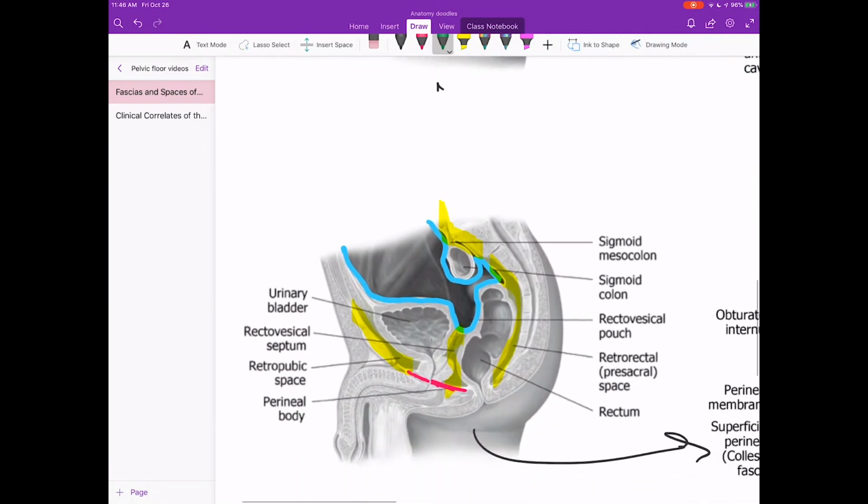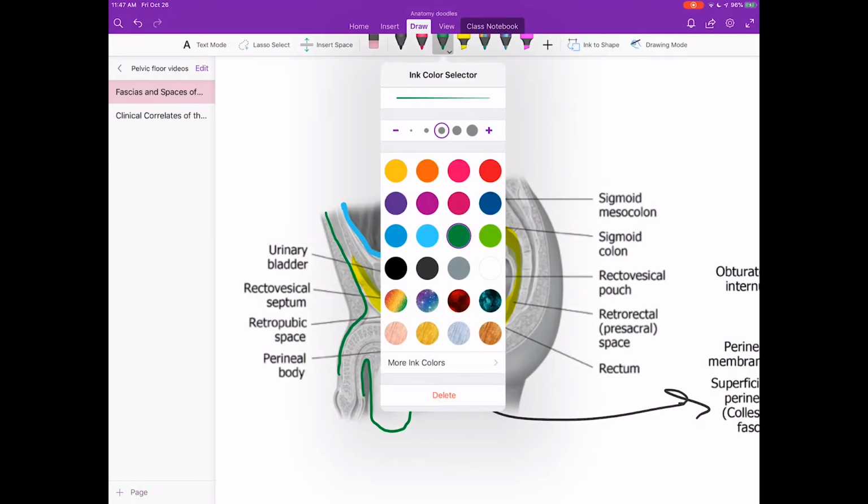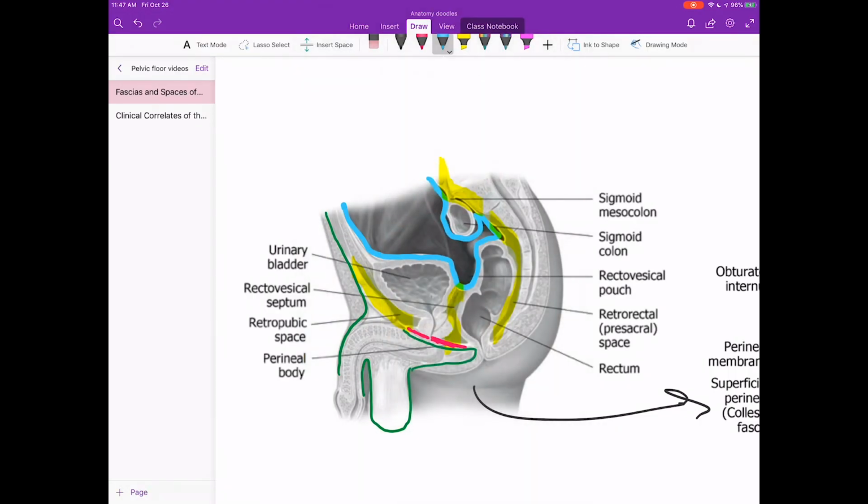A little less defined in the female, certainly more defined in the male. It goes around the penis, around the scrotum, region here. Okay. Now, the deep fascia of the urogenital diaphragm here will continue as Buck's fascia around the penis.